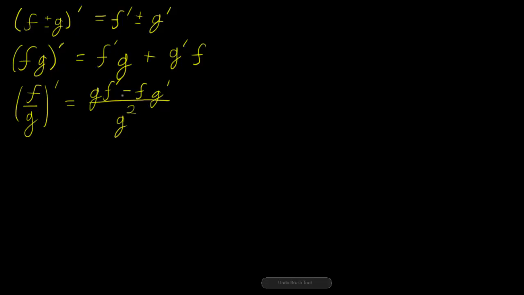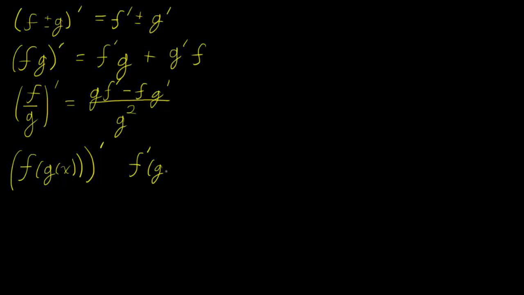Finally, the chain rule. This is a very important one to remember. If you have a function f of g of x, so that's a function of f with g of x as its parameter, and you want the derivative of that whole thing, then you're going to do f prime of g of x times g prime of x. That just about covers derivatives.